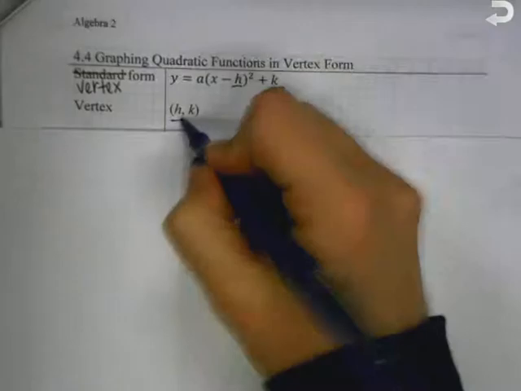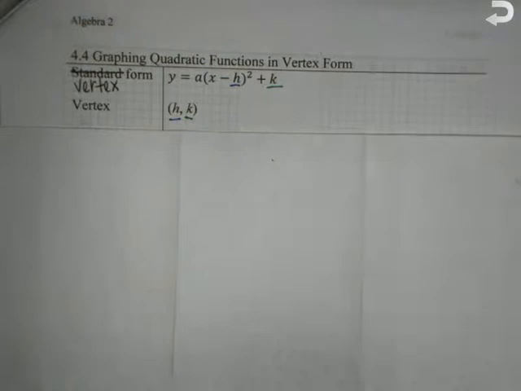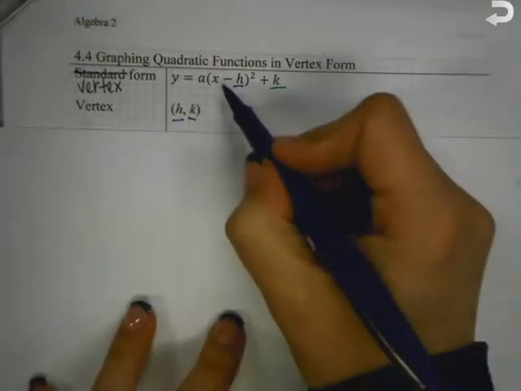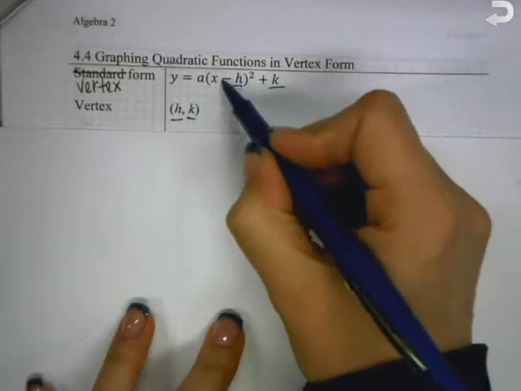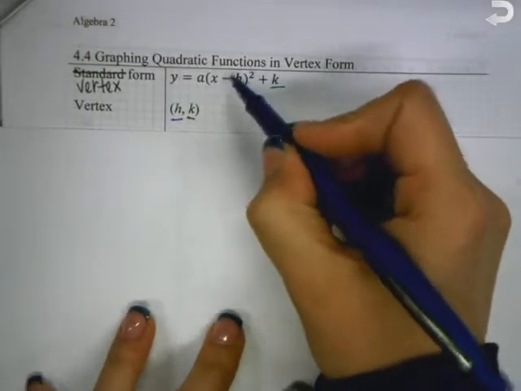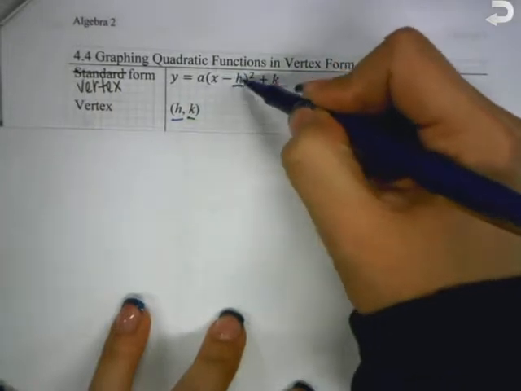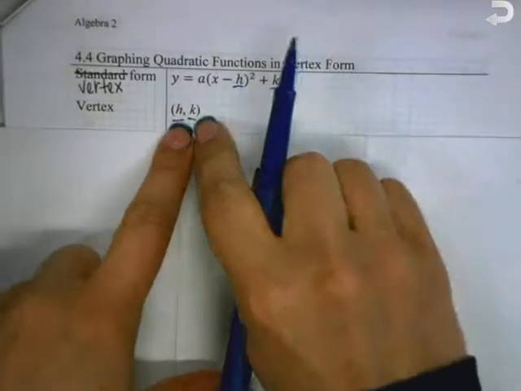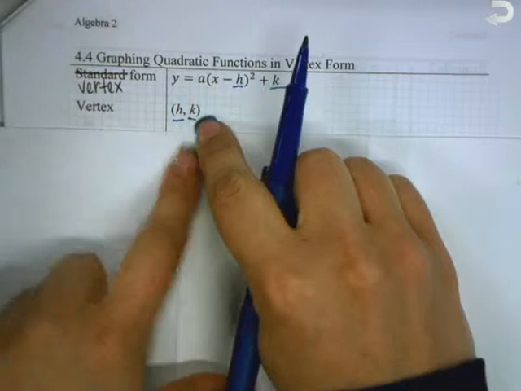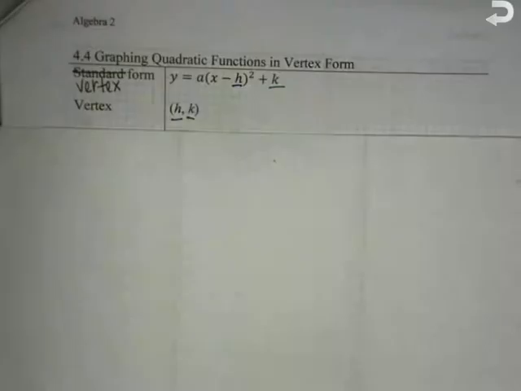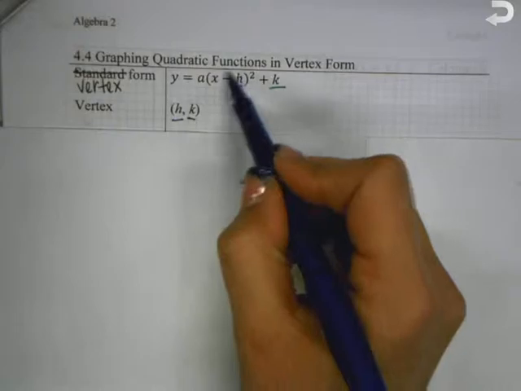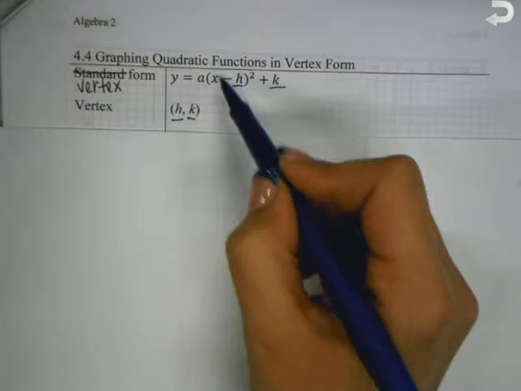Alright, so we don't actually have to do any solving for the vertex in vertex form. It's already given to us. Because our vertex form has a minus though, what would you think would happen if this said x plus h? What would our vertex be? It would be negative, right? So we do have to make sure that we're careful of that, because vertex form has x minus h. So if you ever get x plus h, your h is going to be negative.